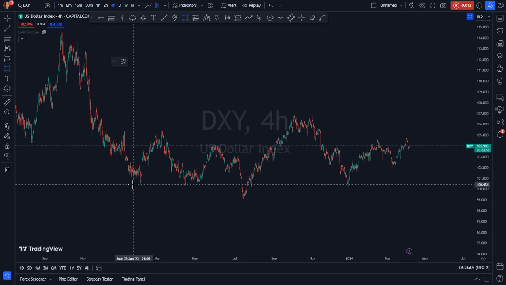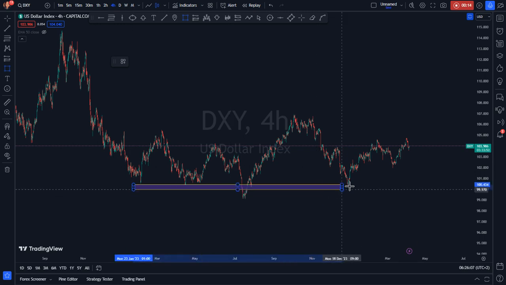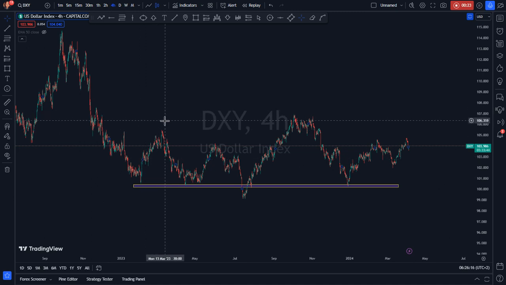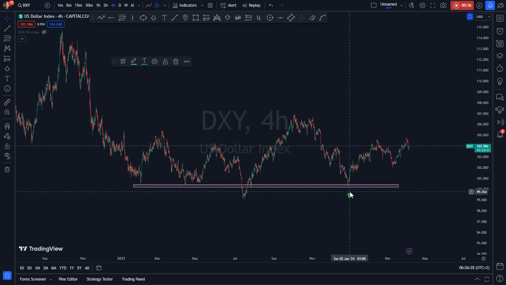If we have a look at DXY here, we have this zone that the market has been rejecting multiple times. As you can see, the market rejected here, went up, gave us another rejection, went all the way up, gave us another rejection from this point, and then went up. After the third rejection, it moved all the way up.